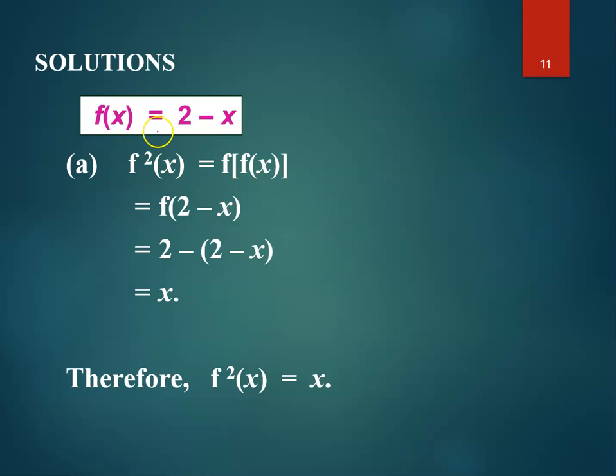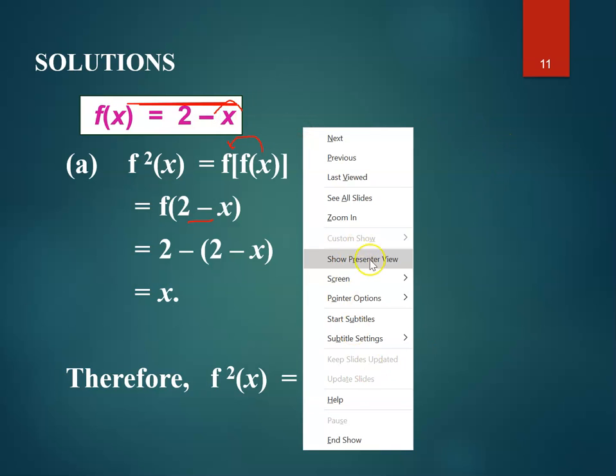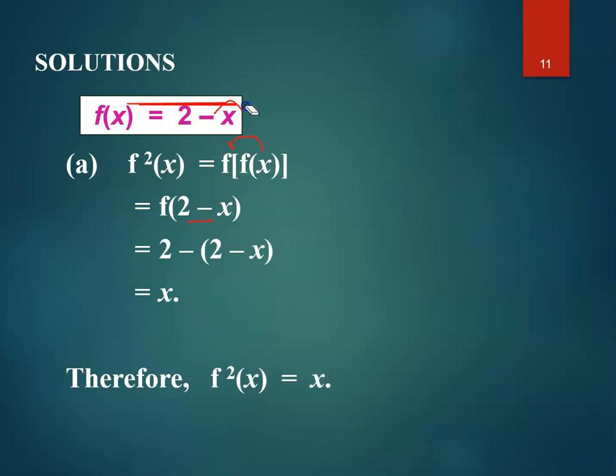So solution, you have f(x) equal to 2 minus x. So if you have f squared, you can write it down like this. So f, you substitute with f(x). This f(x), you're going to substitute into f. Okay, so what is your f(x)? Your f(x) is 2 minus x. So this 2 minus x, again, you're going to substitute into the f. So you write it down, 2 minus, and then this x over here you got, I should erase this one.